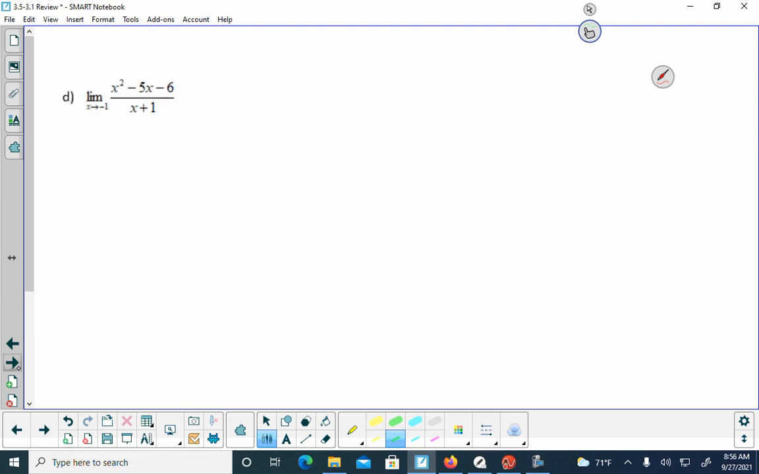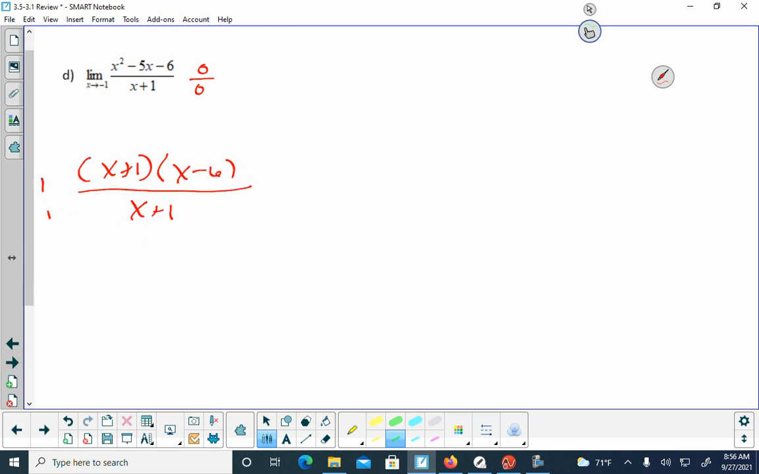The next one, limit as x approaches -1. Well, if I try and put -1 in, I get 0 over 0. So that's indeterminate. It means I don't really know what's going on. So I am going to factor the numerator. The numerator factors as x plus 1 times x minus 6, all over x plus 1. I'm still taking the limit as x approaches -1. Here the x plus 1 simplifies.